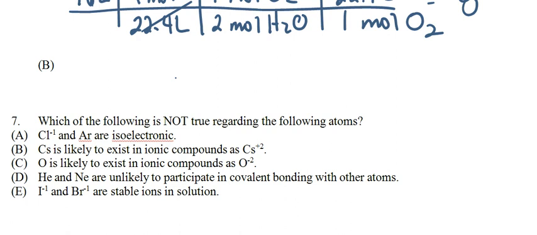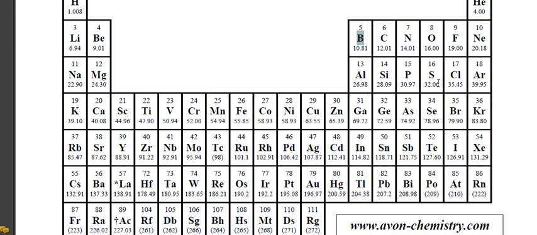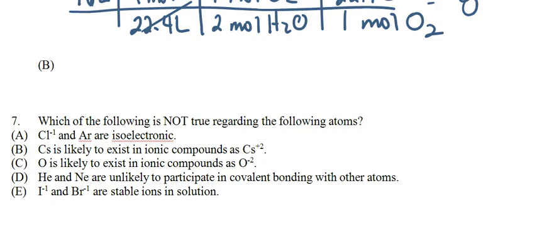Which of the following is not true regarding the following atoms? Chlorine -1 and argon are isoelectronic. Alright. Chlorine is right here. Argon is right here. So chlorine -1 and argon are isoelectronic. What does isoelectronic mean? It means it has the same electron configuration. Does not mean that it's the same element. It also does not mean it has the same number of protons. It simply means it has the same number of electrons.